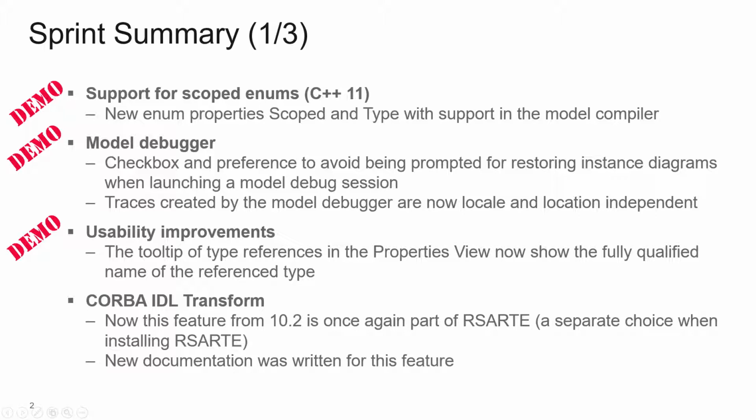Then we have reintroduced the Corba IDL transform. This was a feature we had in our HCL RTist 10.2, but due to a refactoring we did when introducing the TCJS format, we had to remove it from 10.3, but now it's back. It's a separate installation module that you can select when you install HCL RTist. So if you don't use Corba IDL, you can just skip checking that checkbox. And also we rewrote the documentation completely for this feature since it was a bit obsolete previously.